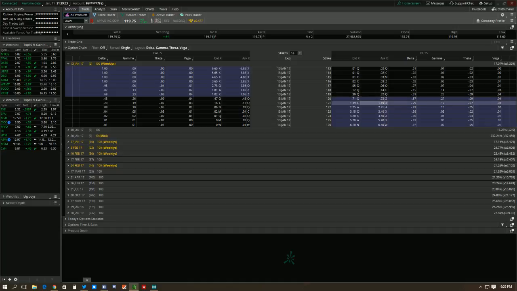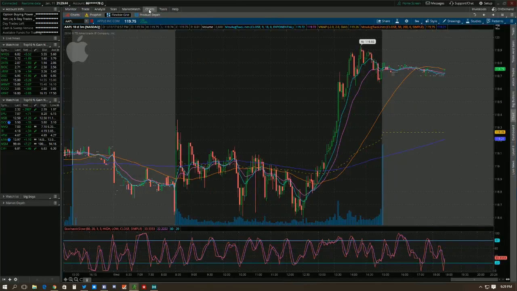Same thing with puts. You can sell a put to open a position. So when you sell this put to open a position, if you would have sold the put, let's say you sold a 118 put, you would have benefited right here because it made the move up.